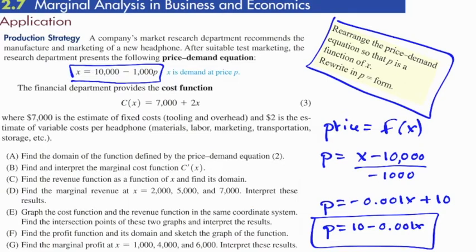Part A says find the domain of the function defined by the price-demand equation. So we have our price demand equation. We know that price has to be greater than or equal to zero. We would never charge a negative number for price. That would be us giving away money. We'd say, here's our headphones and let me pay you. No, at the very least, we would give it away for free for people to test it out, but we wouldn't give it away for free and pay them to take it. So we want P to be greater than or equal to zero, which means solve for this price function when it is greater than or equal to zero.